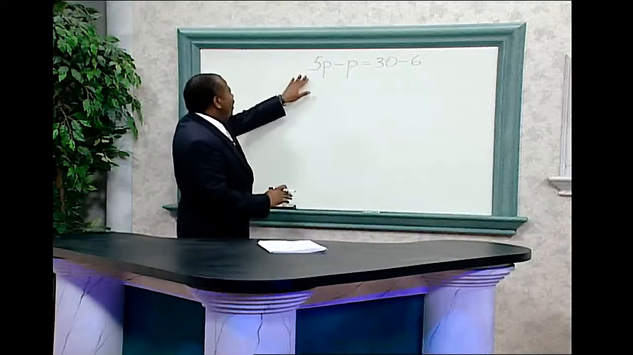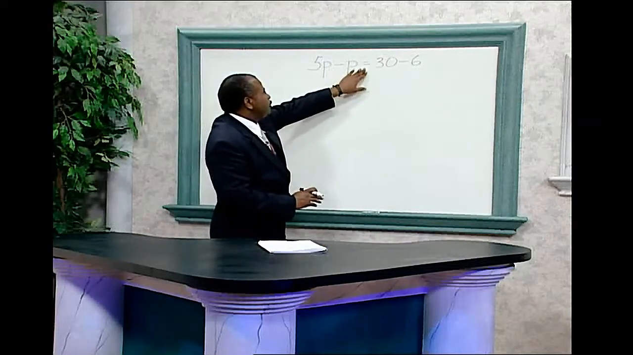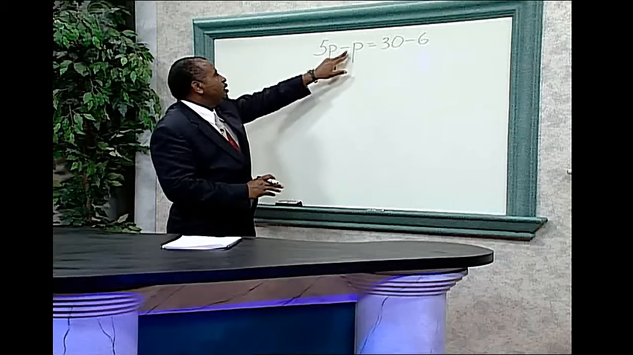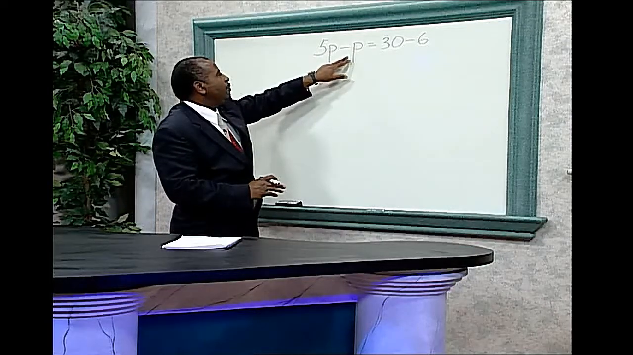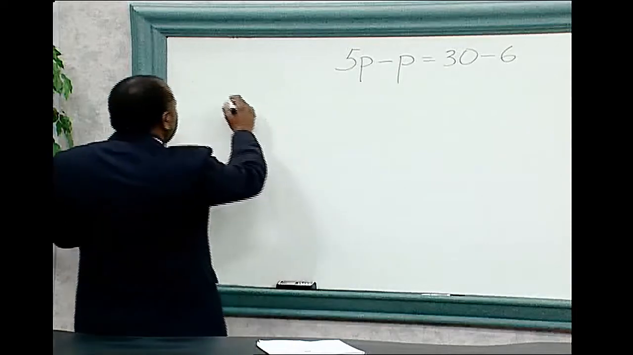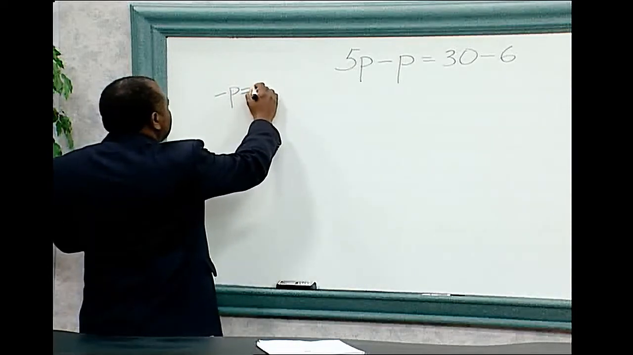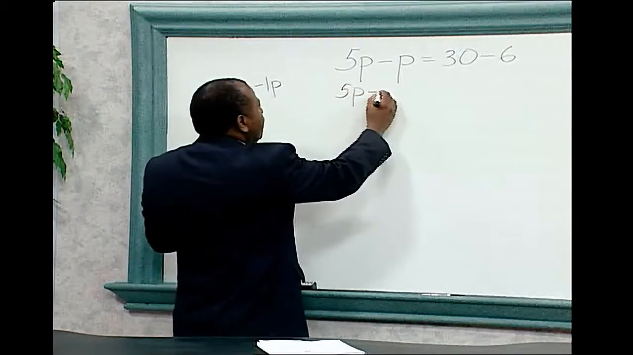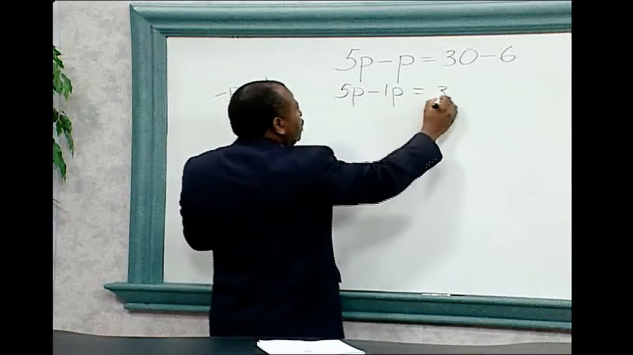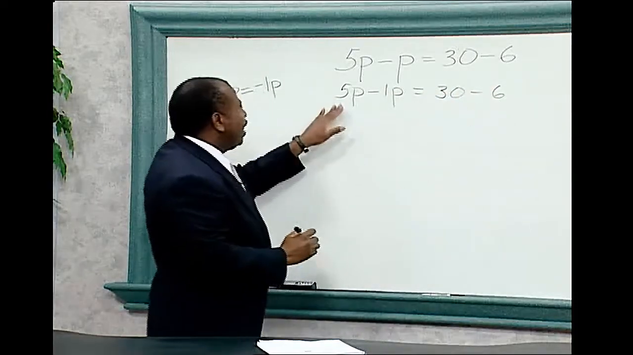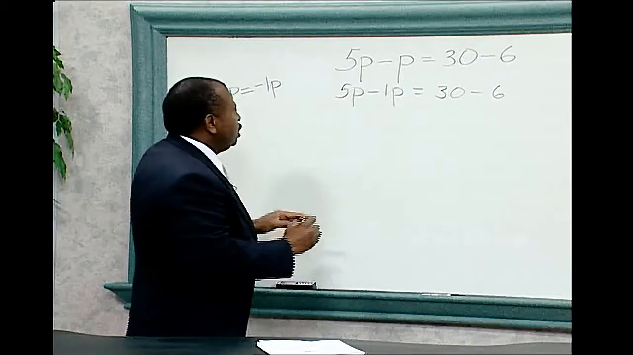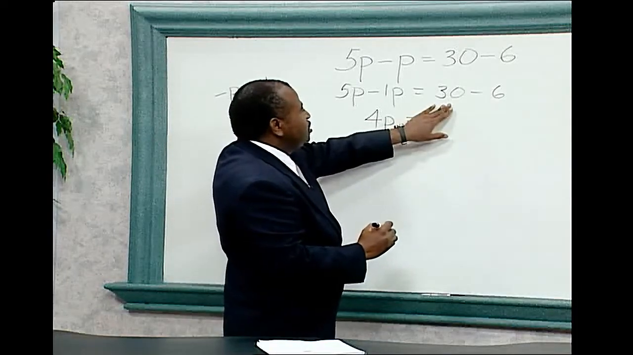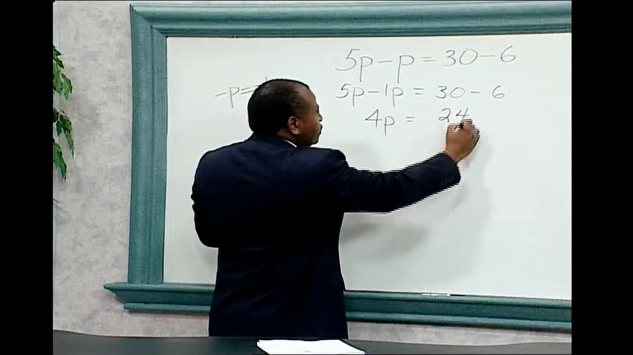Example 2. 5p minus p is equal to 30 minus 6. In this particular problem, you would notice that there's no number currently by the p. It is understood that a negative p is the same as a negative 1p. Therefore, this problem can be written as 5p minus 1p is equal to 30 minus 6. 5p minus 1p is equal to 4p. 30 minus 6 is equal to 24.